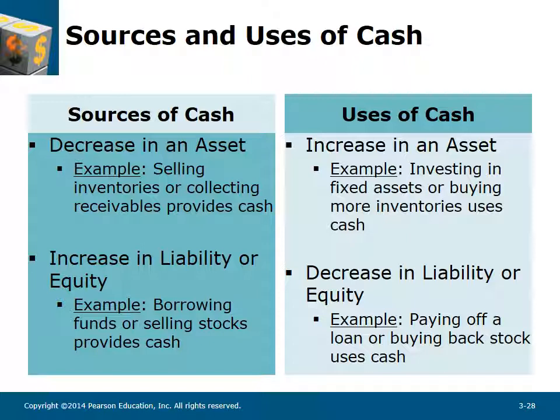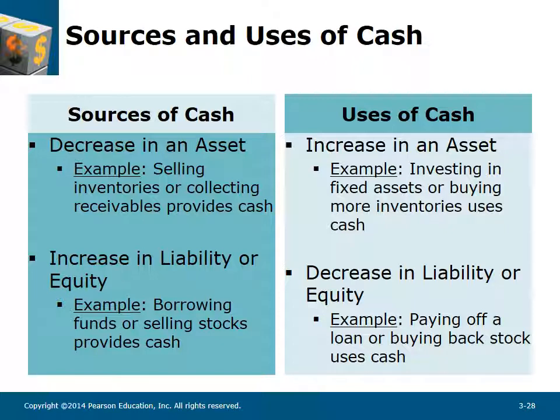So when we're looking at cash flow, we have to look at our sources of cash and our uses of cash. When looking at a source of cash, when an asset is decreasing, we're selling inventories or collecting receivables, assets are decreasing, cash is increasing. When an asset is increasing, we're using cash. If we're investing, buying plant assets, or buying more inventory, that's a use of cash. So we have to keep that in mind.